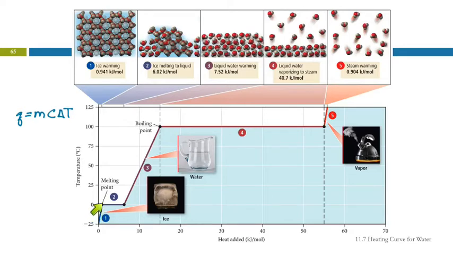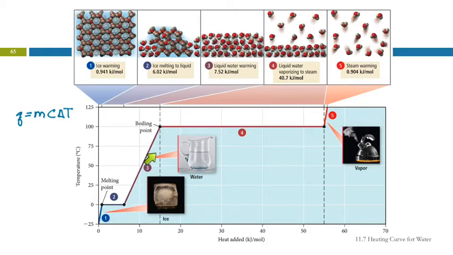Once you get to 0 degrees Celsius, now the ice begins to melt. There's no temperature change here, so you can't use Q equals MC delta T. Delta T is 0, that equation doesn't work. You use the heat of fusion here. The heat of fusion is given in kilojoules per mole generally. If we have a mole that we're melting, it's going to be 6.02 kilojoules of energy.